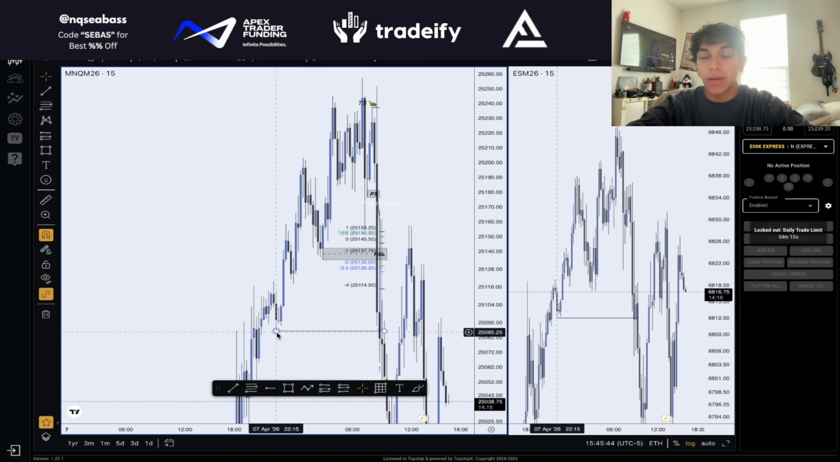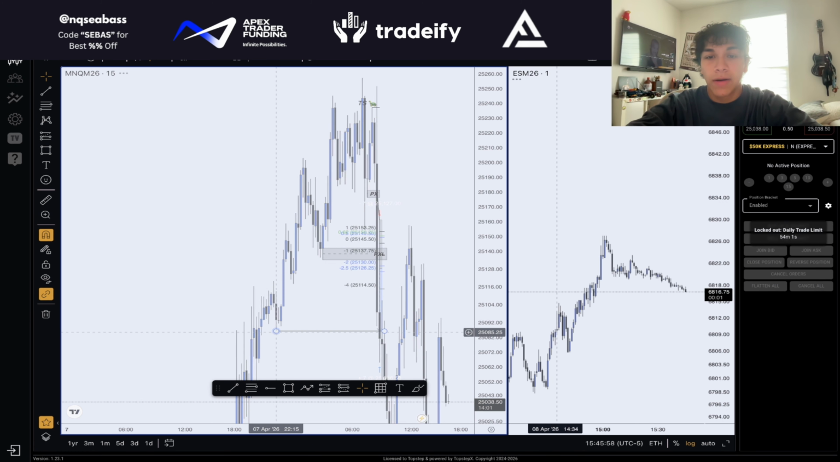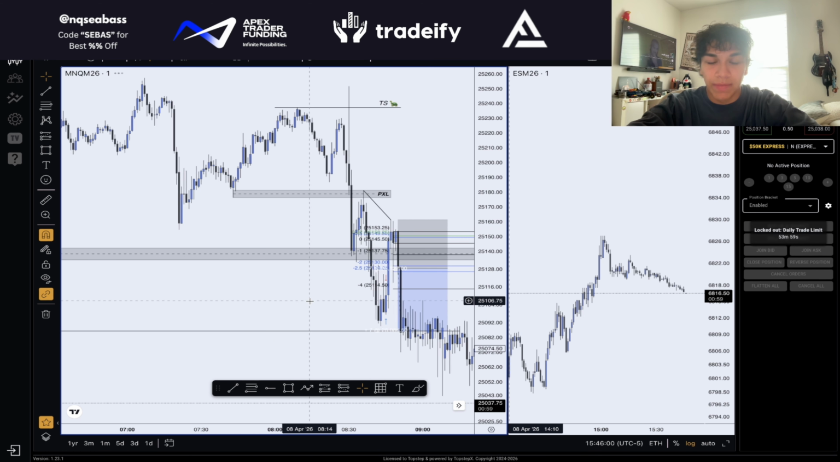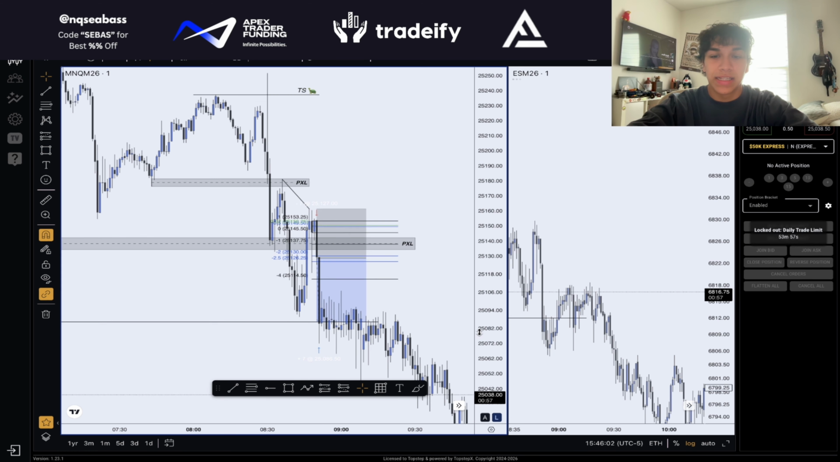I also did have my footprint, my Bookmap, open so I could analyze, and I could see that there were a lot of visible orders and resting orders at this low. This was a pretty jam-packed low. It was really juicy. This low was a big draw on liquidity. I have been using Bookmap just to get some indication.